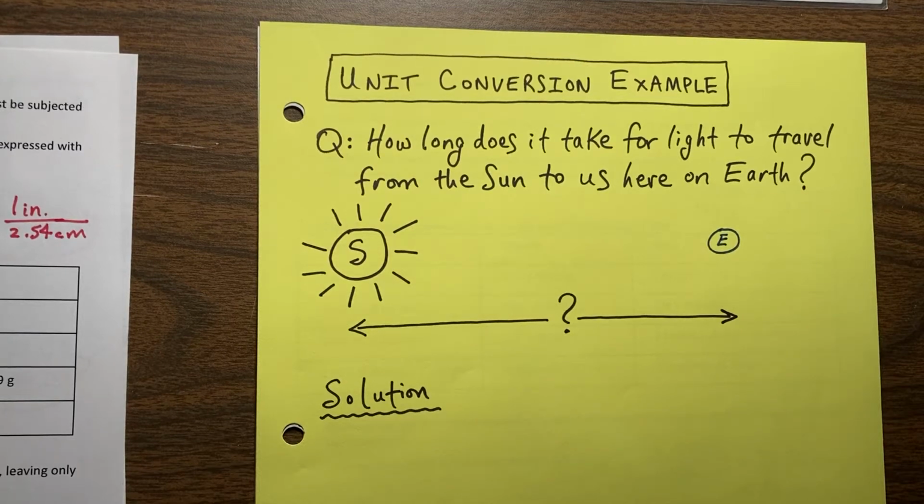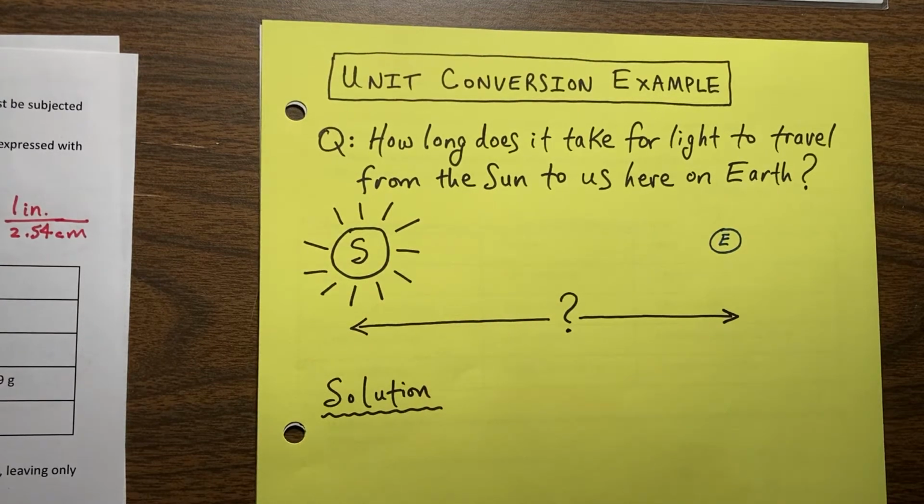Let's try another example of unit conversion. Here's an interesting question. How long does it take for light to travel from the sun to us here on Earth? Do you think it instantaneously gets here, or does it take some time? Well, it does take some time because there's a speed limit on the speed of light. It's not infinitely large. But how would you solve a problem like this?